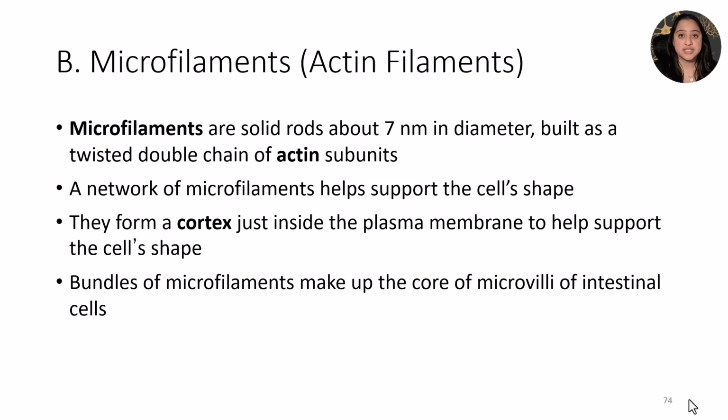So microfilaments are the tinier ones. Microfilaments are solid rods that are about 7 nanometers in diameter, the thinnest of the 3 in the cytoskeleton. They're built as a twisted double chain of actin subunits. I'll show a picture on the next slide. It's a network of microfilaments that help support the cell's shape. They form a cortex just inside the plasma membrane to help support the cell's shape.